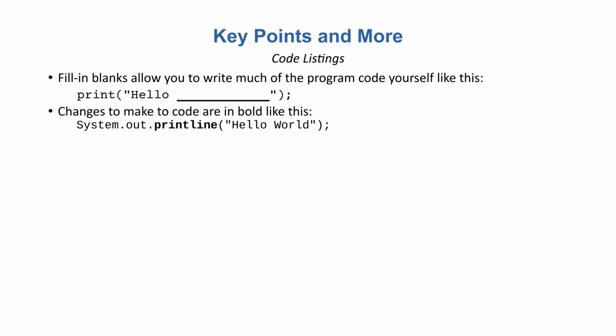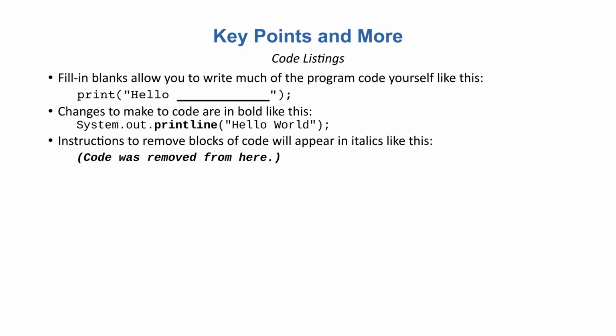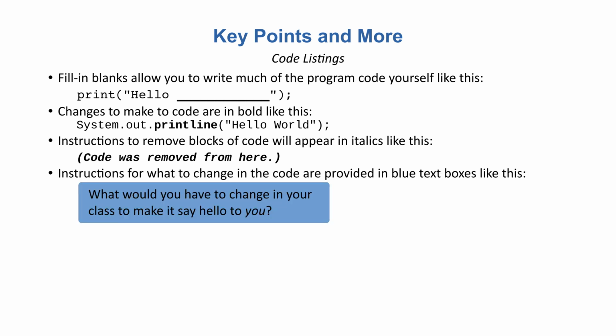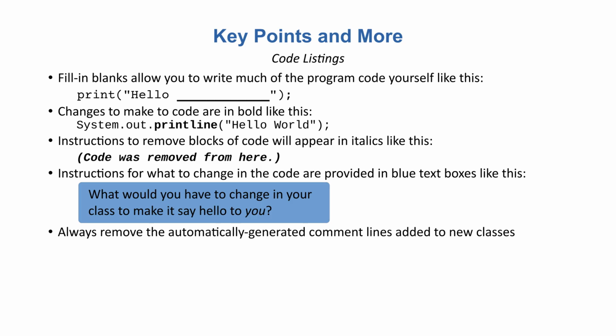Changes to make to code are always shown in bold in the listings. Instructions to remove blocks of code from the listings will appear in italics and parentheses. Instructions for what to change in the code are provided in a blue box like this. Always remove the automatically generated comment lines Eclipse adds every time it creates a new class.